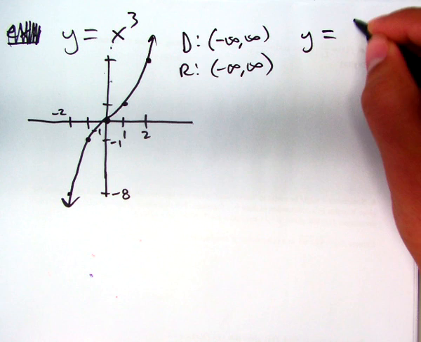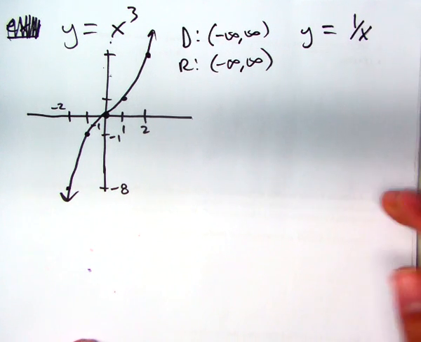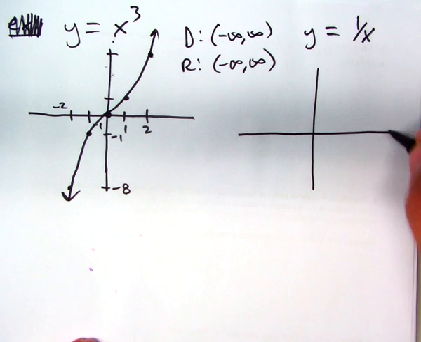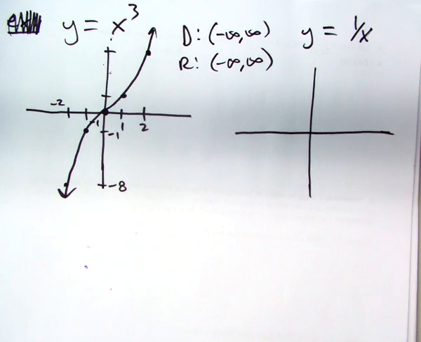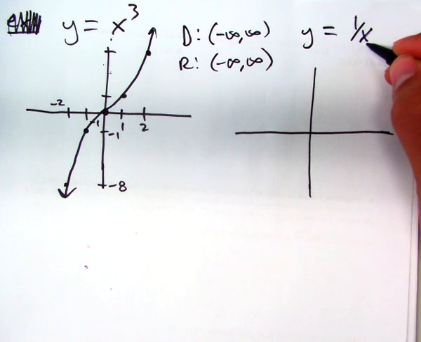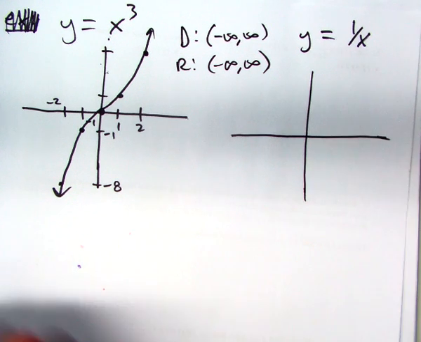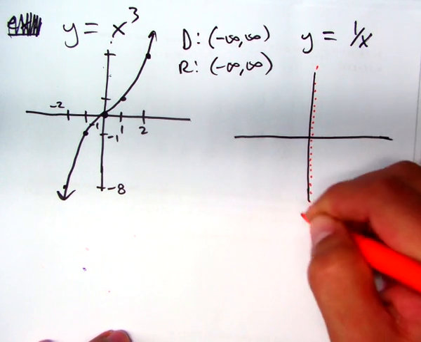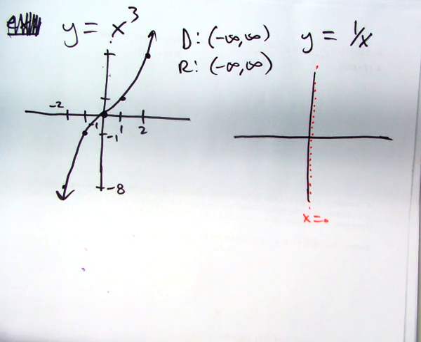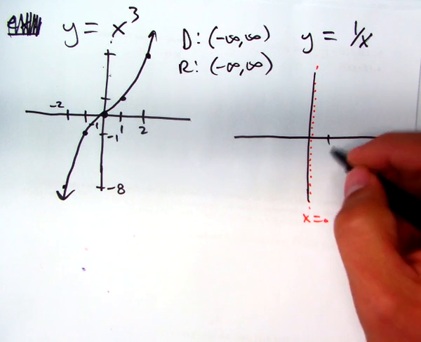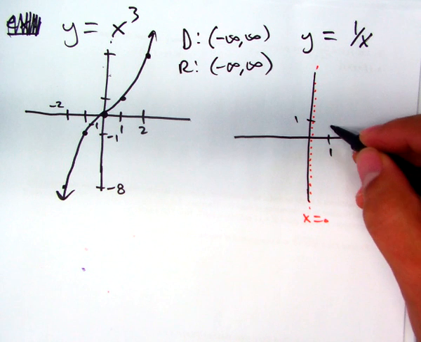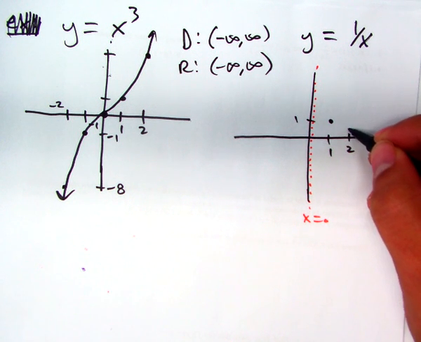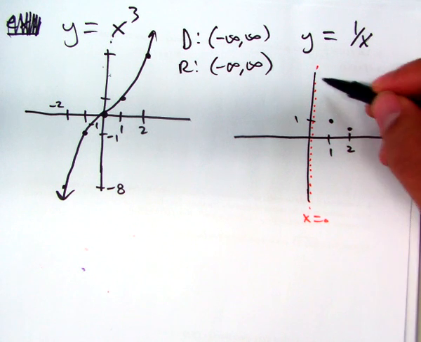Fourth one, y equals 1 over x. If you forgot what it looks like, plug in some numbers. Well, 0 I can't do, so that tells me right away that at x equals 0, there's an asymptote. If I plug in 1, what do you get? If I plug in 2, you get what? 0.5. In fact, you probably remember this graph now.